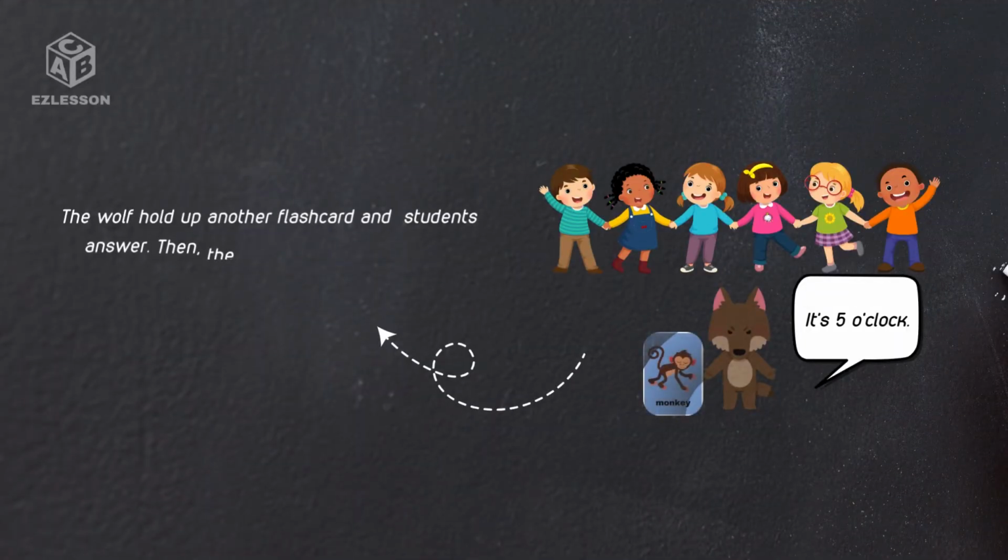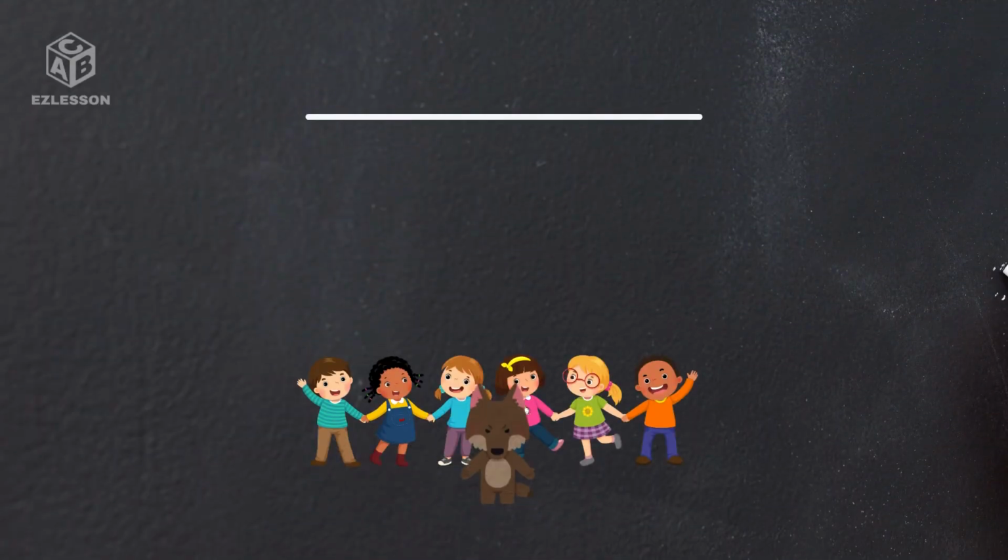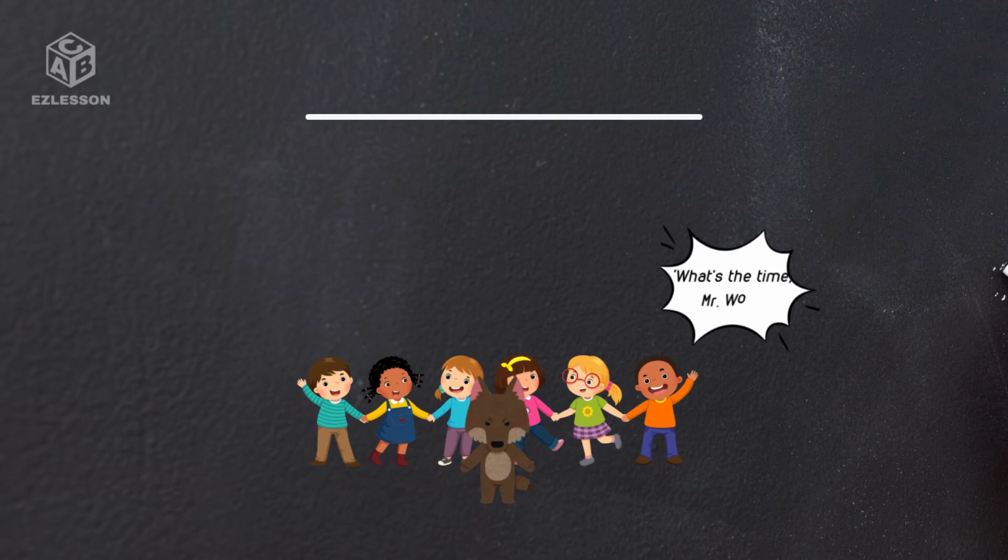The wolf holds up another flashcard and students answer. Then, the wolf continues to call out times, and the students keep moving closer. When the students are close enough, they ask again, "What's the time, Mr. Wolf?" And the wolf suddenly shouts, "Dinner time!"